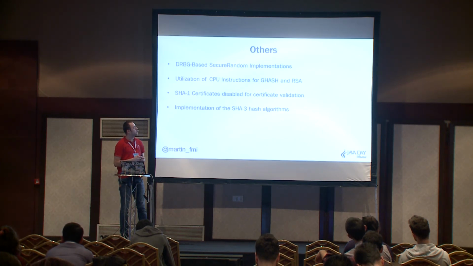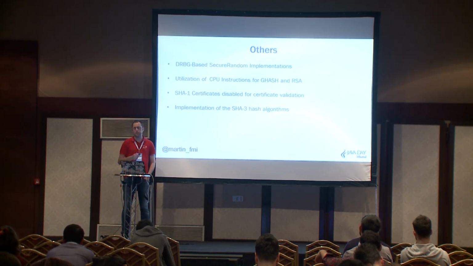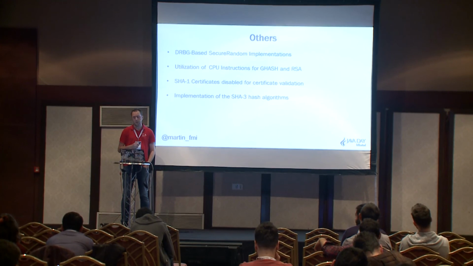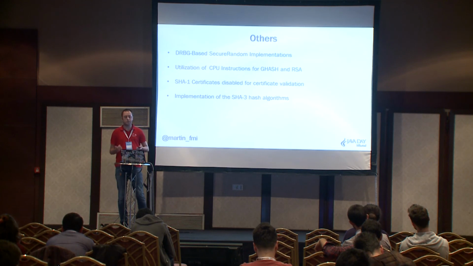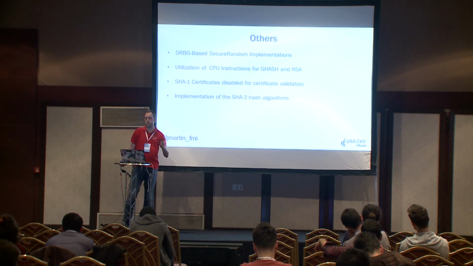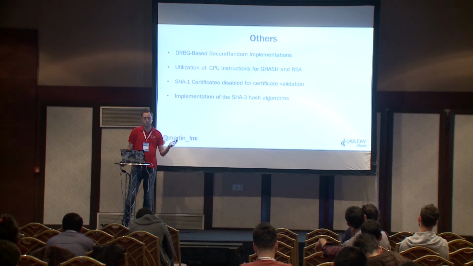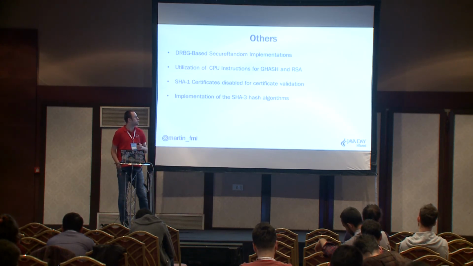For example, the GHASH and RSA series of algorithms are improved in terms of performance by leveraging some new CPU instructions. Also, SHA-1 certificates are disabled for certificate validation. So if your server sends you public certificates that make use of the SHA-1 series of algorithms, your application will simply not work with SHA-1 certificates in JDK9. And there is also an implementation of the SHA-3 series of hash algorithms provided in JDK9. And also a new implementation of the secure random API, which basically is a cryptographically strong random number generator.